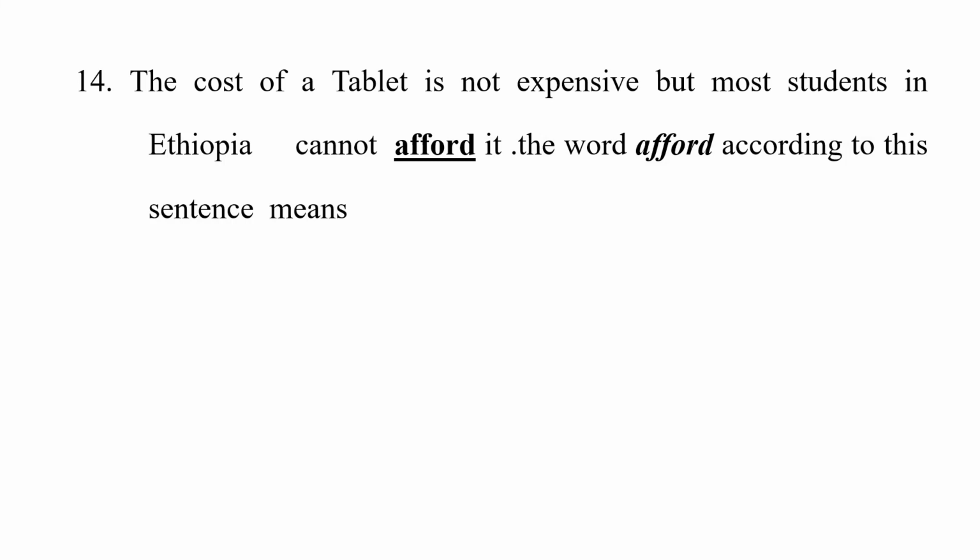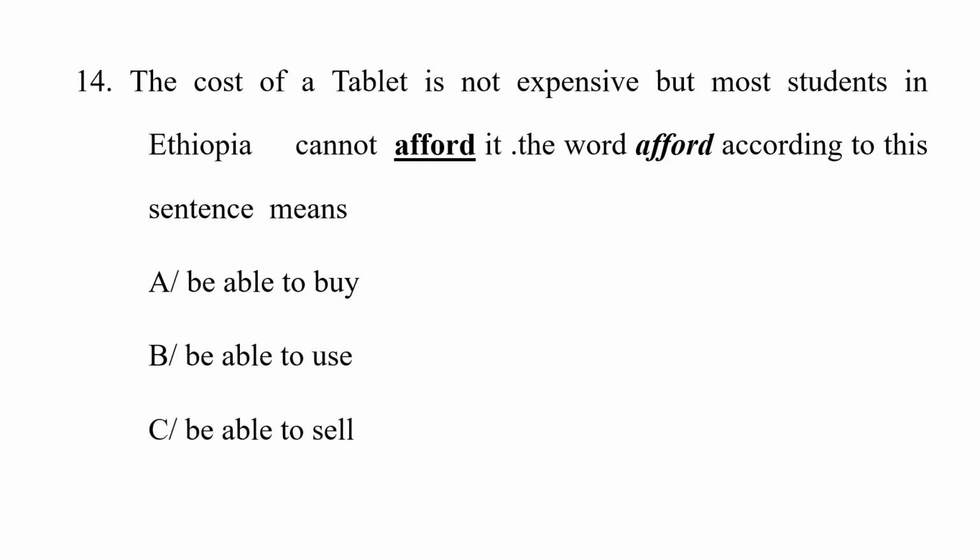Question number 14. The cost of a tablet is not expensive, but most students in Ethiopia cannot afford it. The word afford, according to this sentence, means A, be able to buy, B, be able to use, C, be able to sell, D, be able to manipulate. The answer will be A, that's be able to buy.